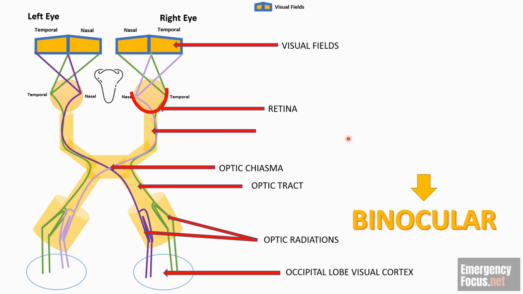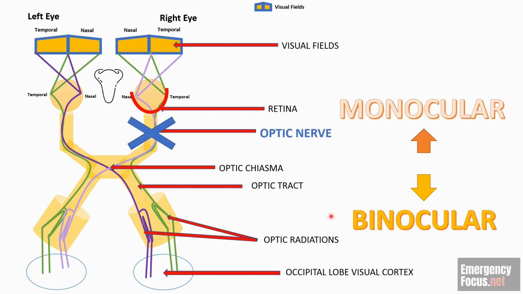Let's see what happens if we have damage of the optic nerve. Very important to remember that any damage that will happen above the chiasm will give us only damage or impairment of one eye. That's called monocular. Any damage that includes the optic chiasm or below will impair both eyes. So we'll have some sort of blindness if it's binocular, of both eyes.